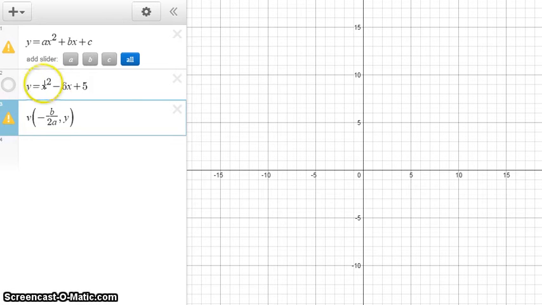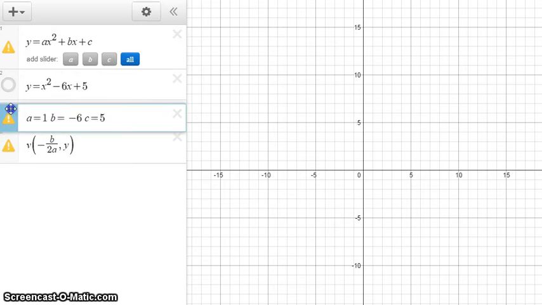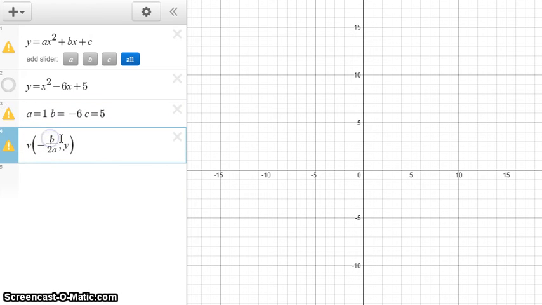So in this case, let's write down my a, b, and c. My a is equal to 1. My b is equal to -6. And my c is equal to 5. Let me pull this up. So instead of the b, I'm going to change that to -6, and instead of the a, I'm going to change that to 1. And I'll figure out my y coordinate later on. So let's find my x coordinate first.